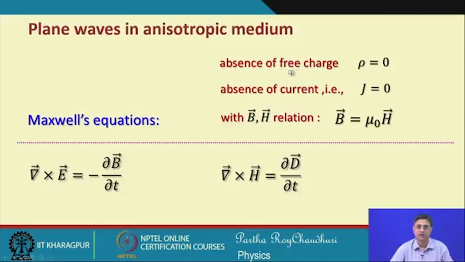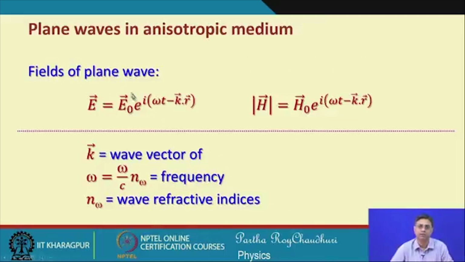We again assume that the medium is free of free charges, that is rho equal to 0, and there is no current, that is J equal to 0, and again we consider this constitutive relation B equal to mu naught H. We also consider the two Maxwell's curl equations, that is del cross E equal to minus del B del t and del cross H equal to del D del t. Okay. So, we have also seen the solution of the wave equation.